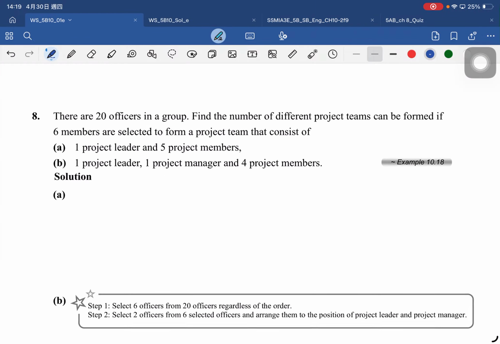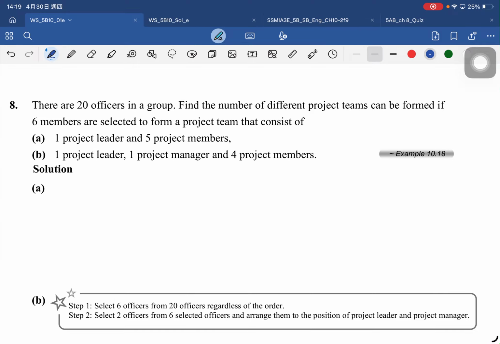Alright, number 8. There are 20 officers in a group. Find the number of different project teams that can be formed. Finally 6 members are selected to form the project team, which consists of 1 leader and the other 5 are members. So can you tell me how do you select?